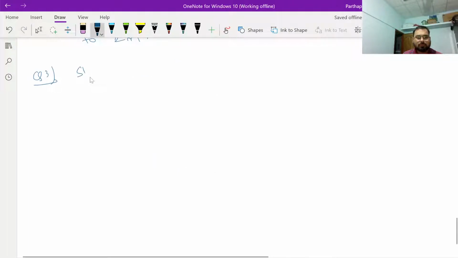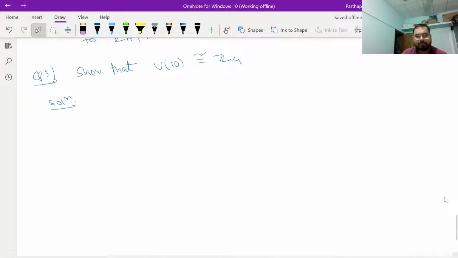Show that U10 is isomorphic to Z4. Okay, let us solve it. So now what is U10? U10 is the unitary group. It contains all the natural numbers which are less than n and relatively prime to n. So that means it contains the numbers 1, 3, 7 and 9. So that means U10 is a group of order 4.